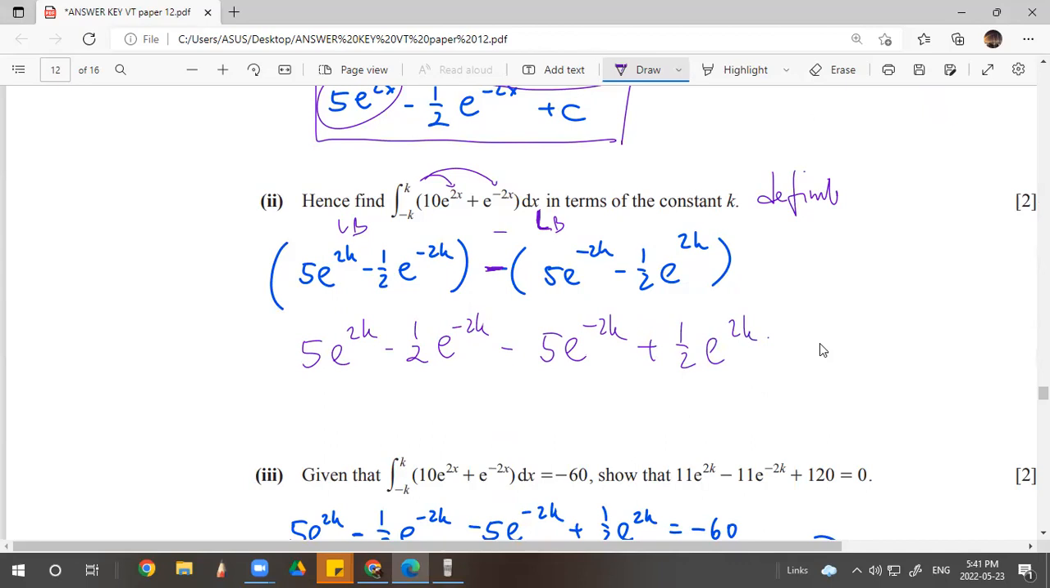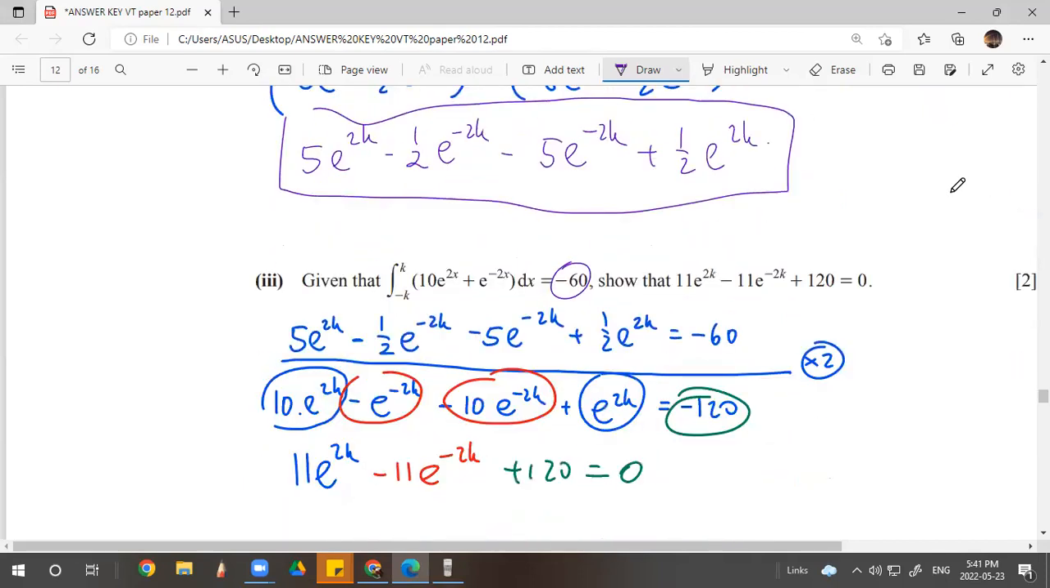And then given that this answer equals negative 60. Okay, just put this on top, equals negative 60. Just copy paste this to this part, right? And then how do you solve this? You multiply by 2. That's the simplest way. Why? I want to annihilate the over 2. So 10, right? 5 times 2 is 10, and the e is the same, and half times 2 is 1. So this becomes equals to negative 120.